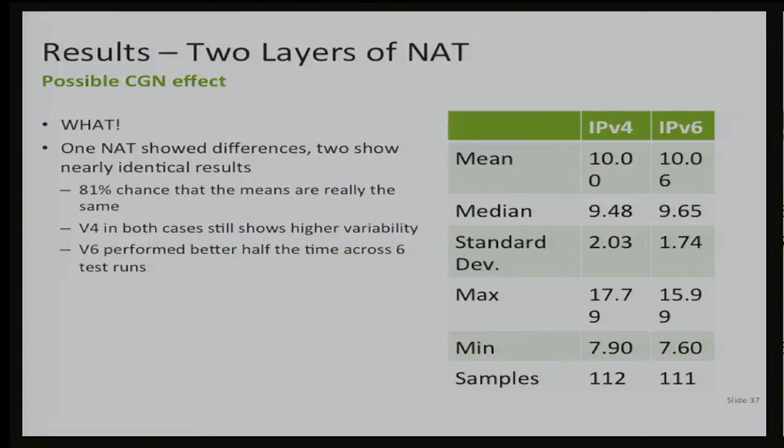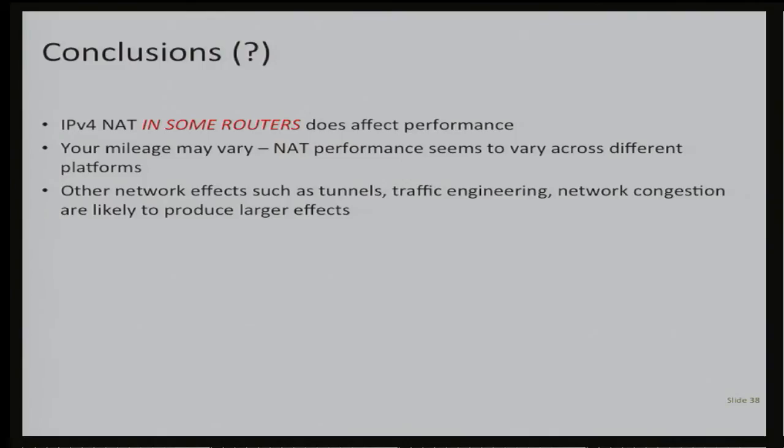So what's going on here? Really what we think is this is a difference in performance of the lower end routers. That some routers show better performance with NAT and with v6 than others, and so when we had them in combination, it smoothed out some of the differences.